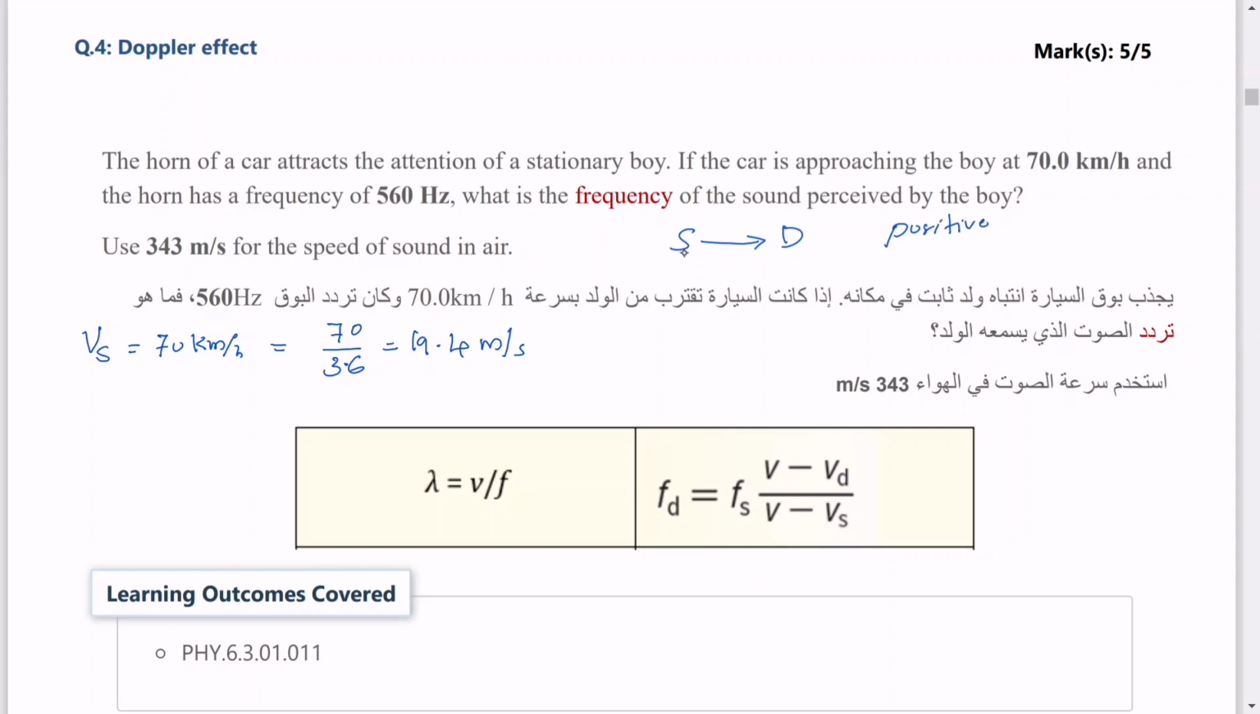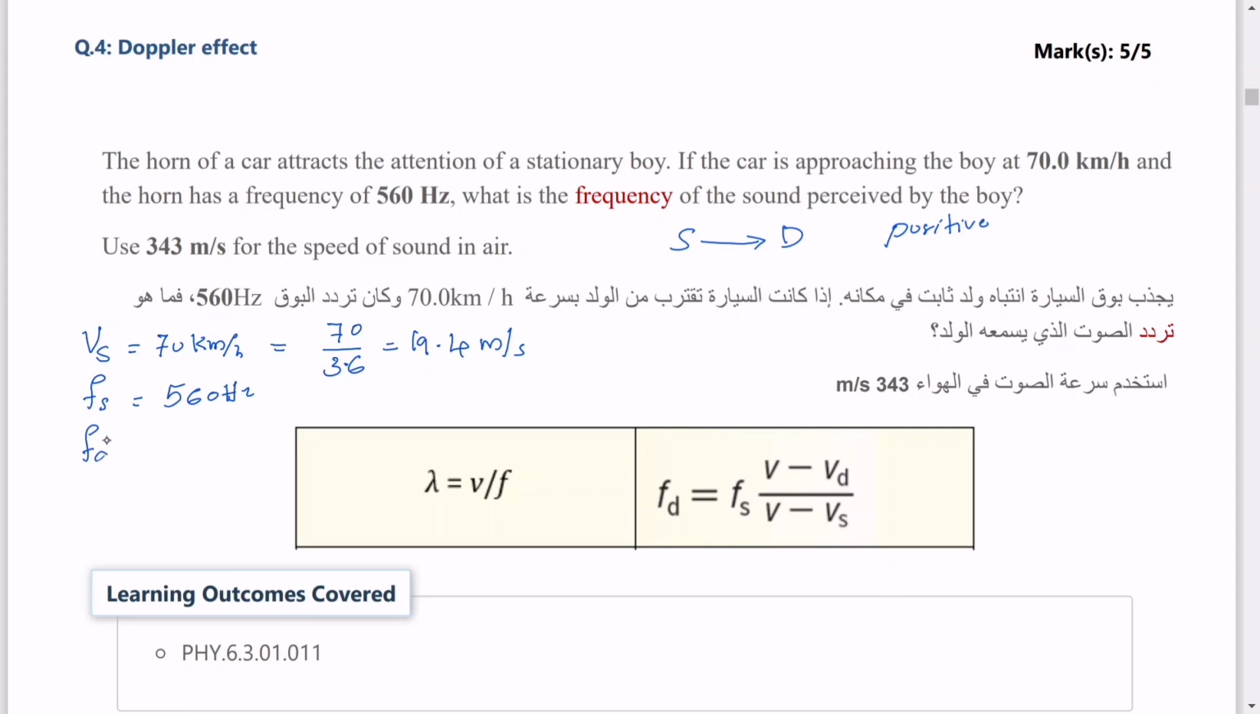So the direction, if the source is moving towards the detector, it is taken as positive. And the next is given here. The horn has a frequency. The frequency of the source is given, that is 560 Hz, the original frequency. And what is the frequency of sound perceived by the buoy?